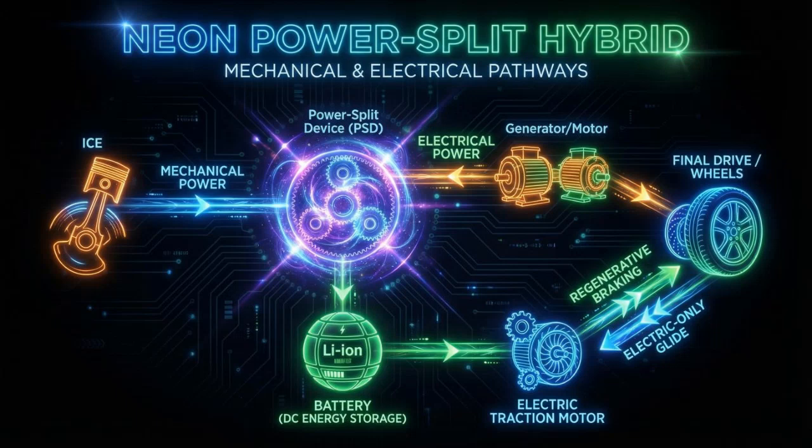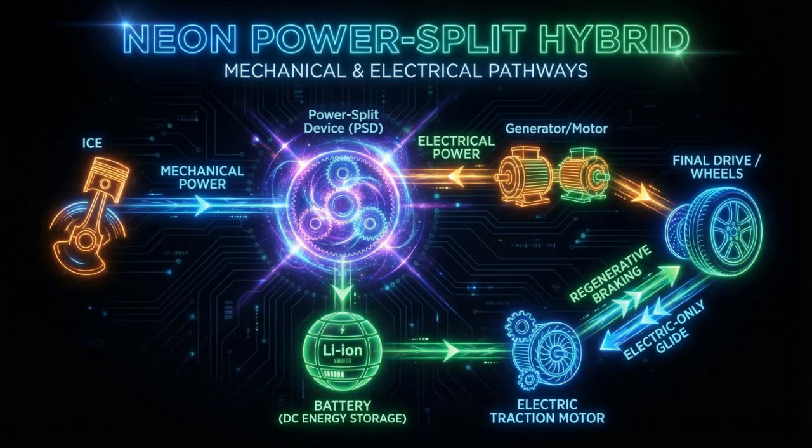Call them A, B, and C. Because of that relationship, power delivered into the PSD can be divided between two outgoing paths automatically. Some power can go straight through mechanically to the wheels, and some can be routed into the generator. By changing the generator speed and torque, you change how much power goes which way.